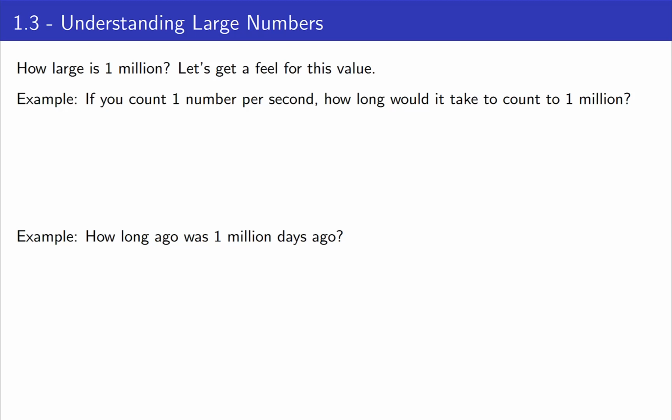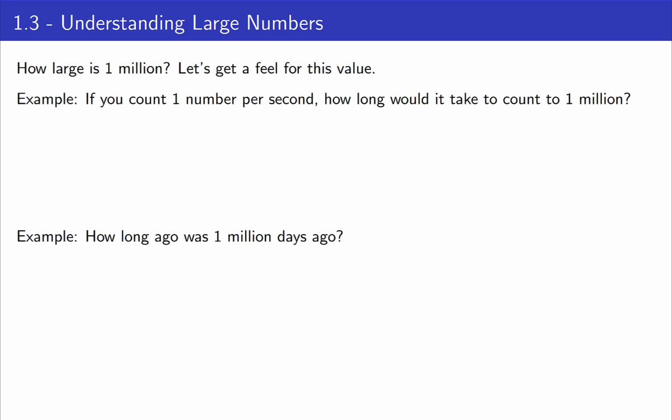In this lesson, we're going to talk about understanding large numbers. This is an interesting concept because some of these numbers that you deal with, 1 million, 1 billion, 1 trillion, do we really have a feel for how big they are? So first off, let's talk about 1 million. How big is 1 million?